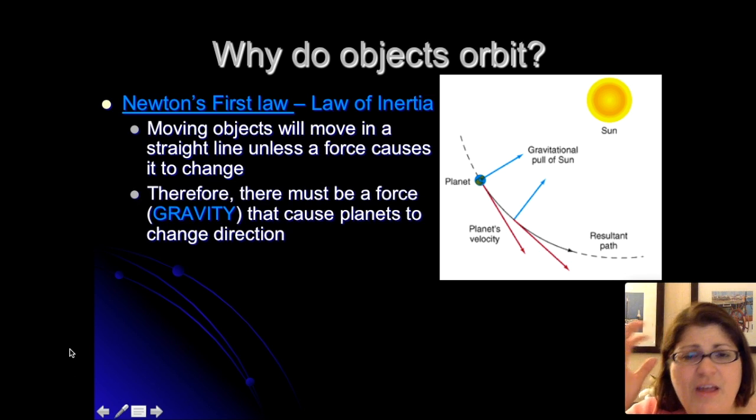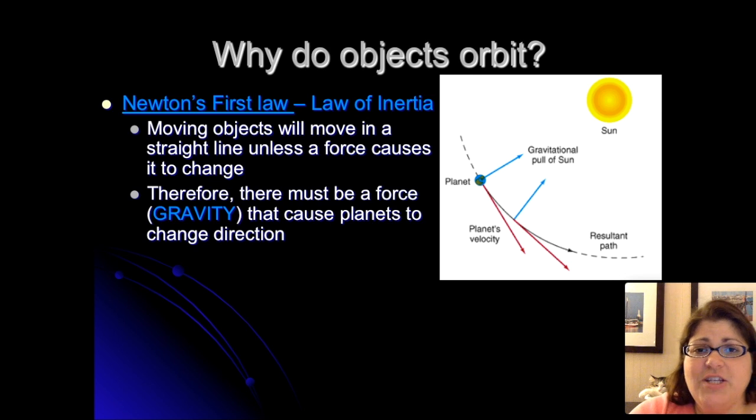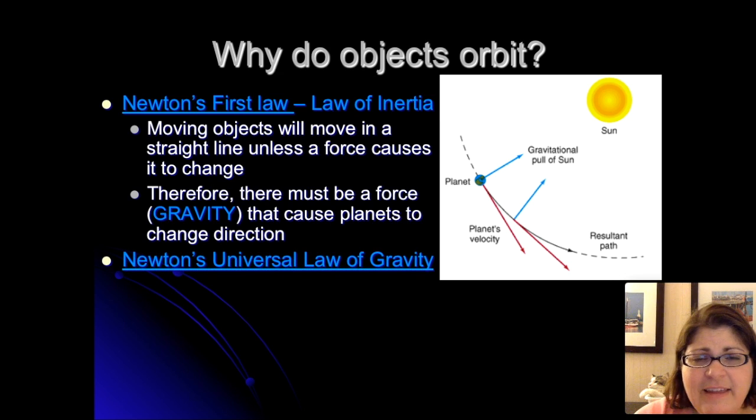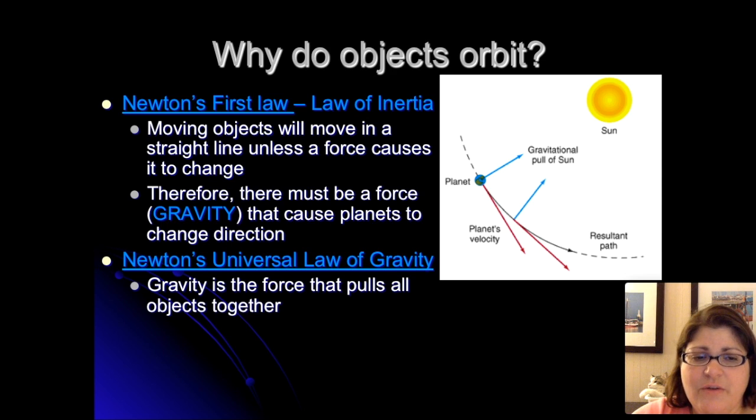So consequently, there has to be a force changing it from going in a straight line and causing it to change direction. And that force is gravity. That leads us to another one of Newton's laws. It's not one of his laws of motion, but he did develop it, and that's the idea of universal gravity. So his law of universal gravity describes the force that pulls all objects together.